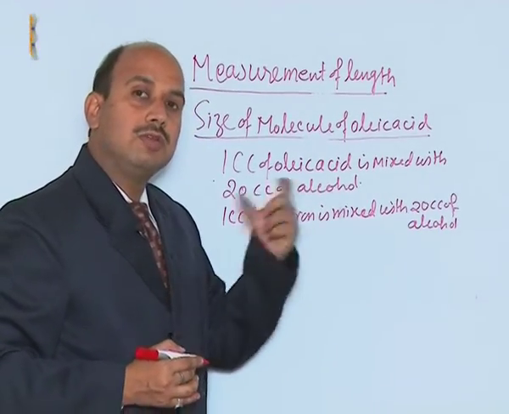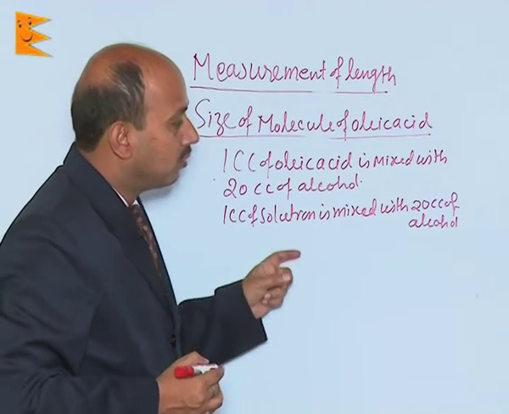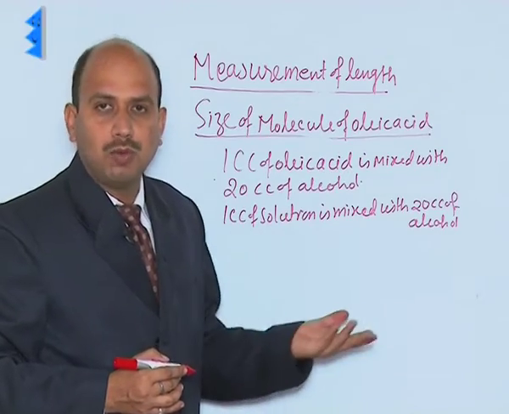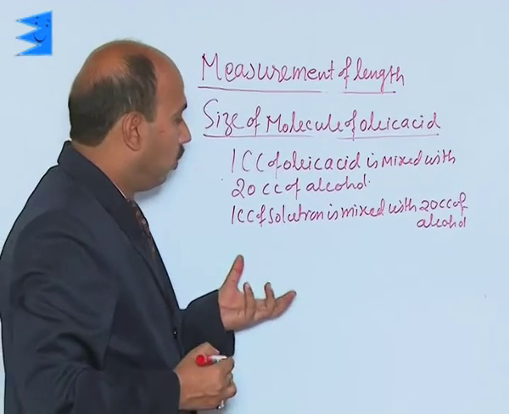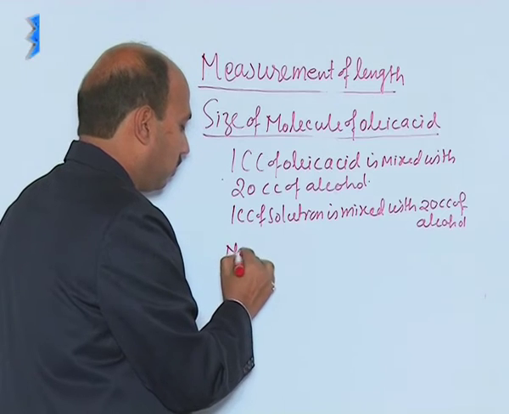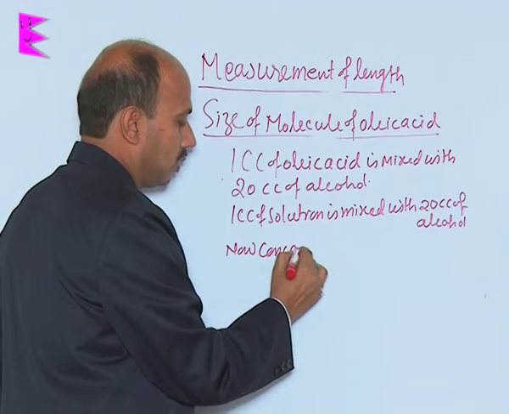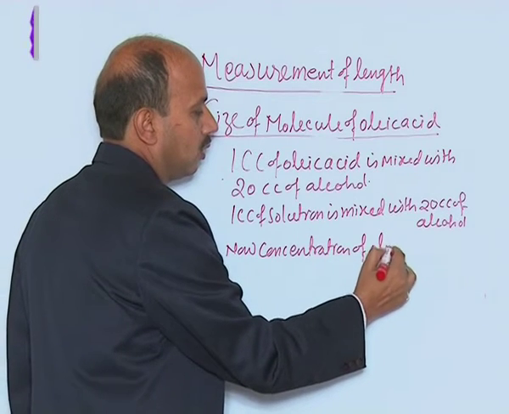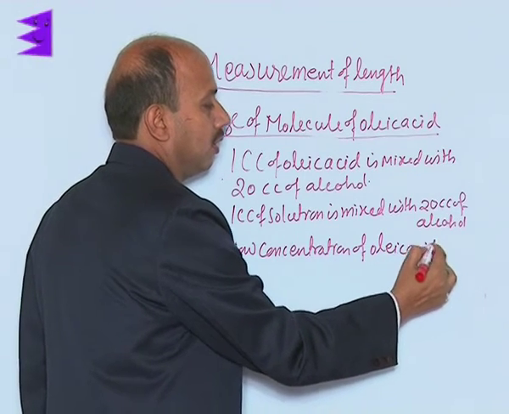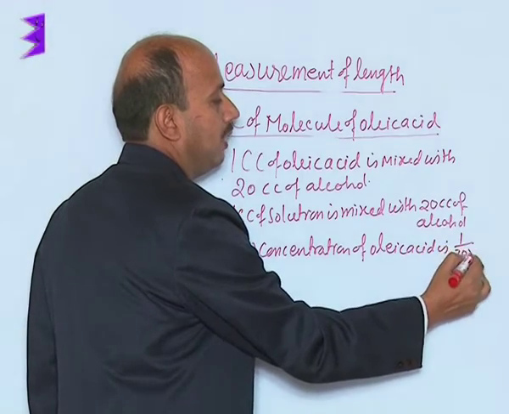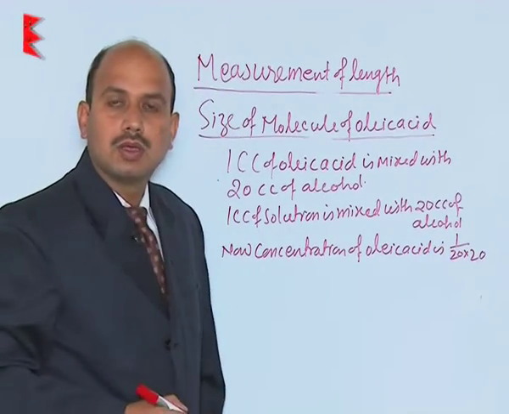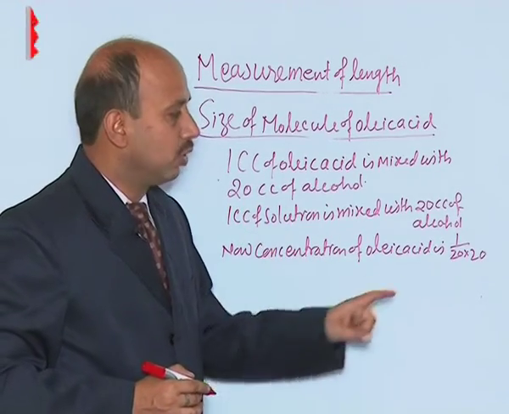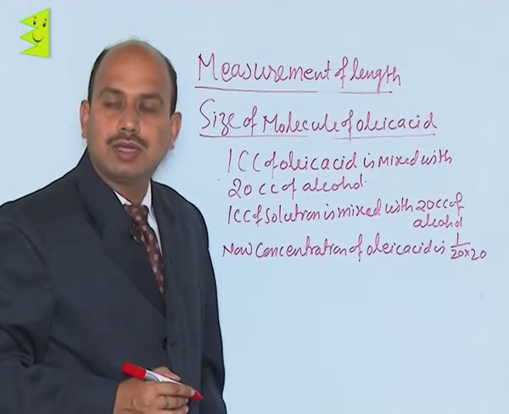So, the new solution which you will get has the concentration of oleic acid of 1 upon 20 into 20, that is 1 upon 400. Finally, you have got the solution which has the concentration of oleic acid 1 upon 20 into 20.